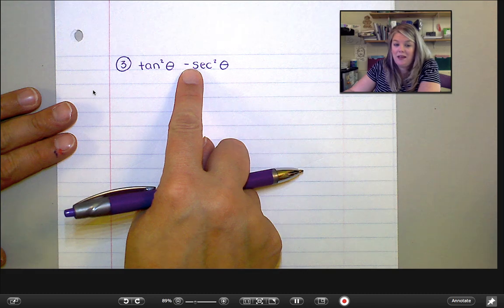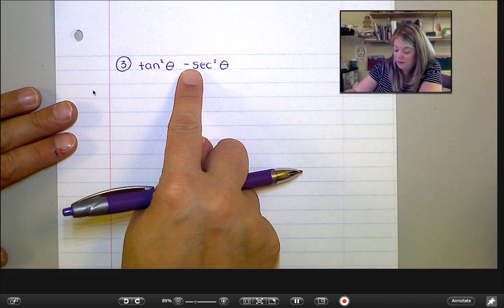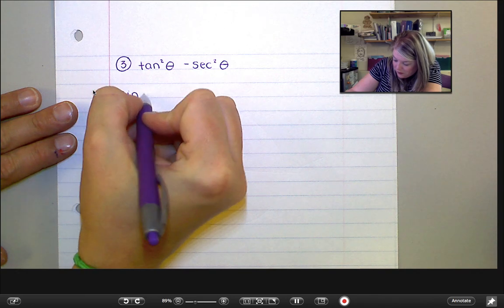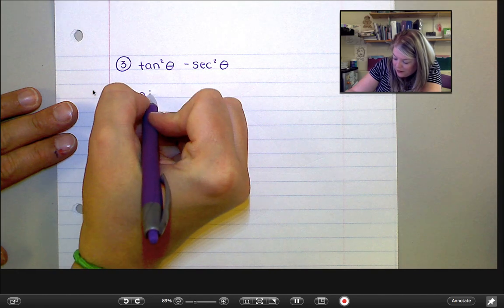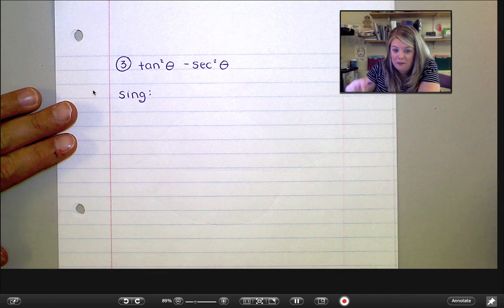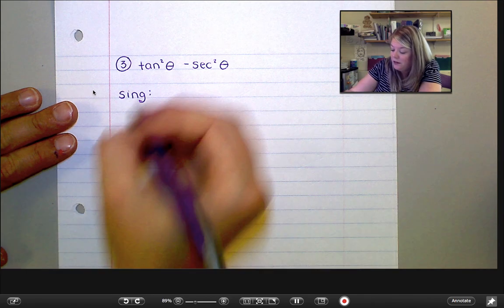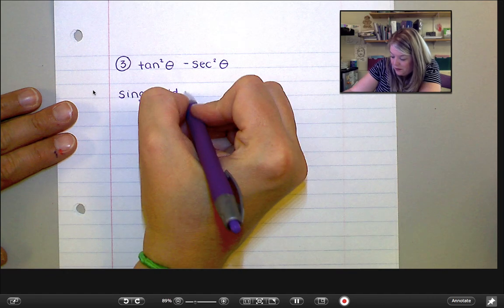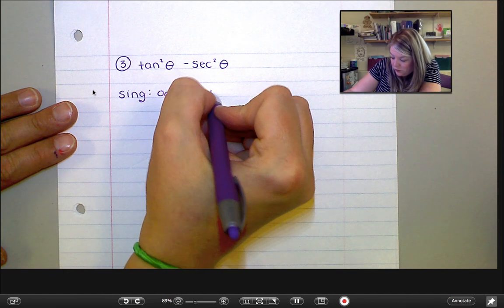Tangent and secant both have cosine on the bottom. So I would say that my singularities, because cosine's on the bottom, I'm looking for where x is equal to 0. That would be top and bottom on your circle. So that, again, is odd multiples of pi over 2.